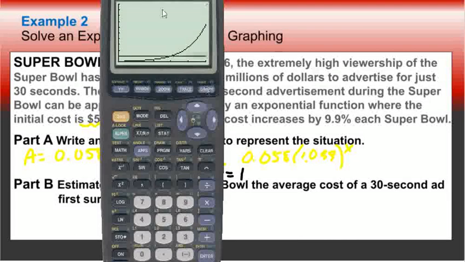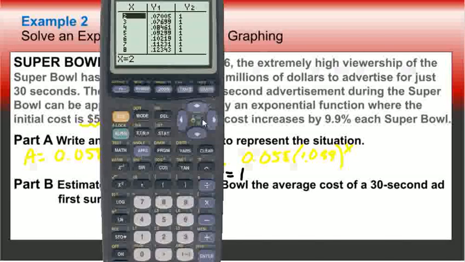Okay, so we want to find out when it first reaches a million or surpasses a million. So on the second graph, we can see when it goes past the 1 mark, that would be right here. 31 is when it first surpasses it.